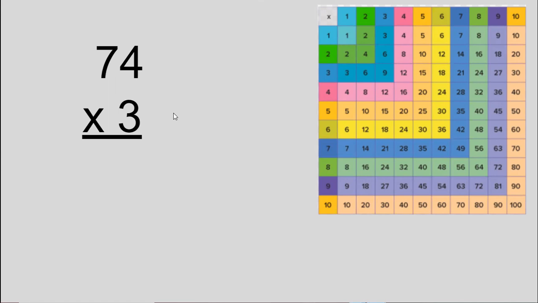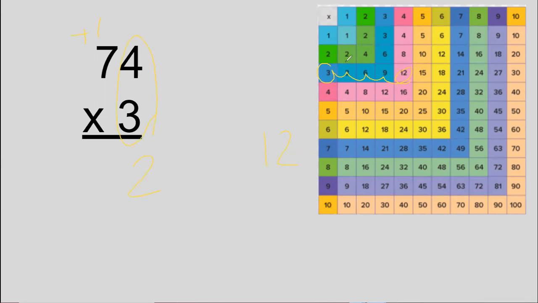Okay, let's check our work. All right, so we started by multiplying 3 times 4, right? 3 times 4 was 12. Looking at that number 12, I know I can only put one digit at the bottom, so I put my 2 from my ones place value, and I regroup to my tens, I'm sorry. And I'm going to add that number that I regrouped in once I find that product.